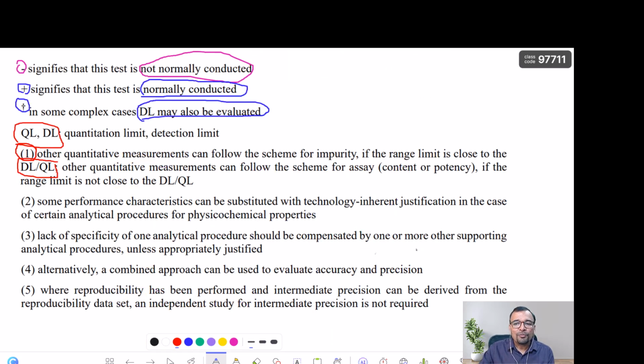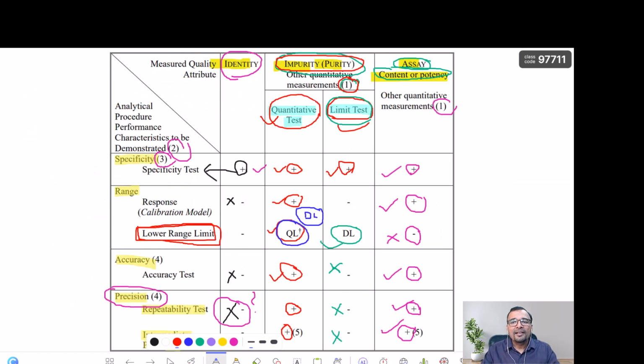The point number two talks about, and here it is. Okay, so let me again continue further: other quantitative measurements can follow the scheme for impurity if the range limit is close to the detection and quantitation limit. Other quantitative measures can follow the scheme for assay if the range limit is not close to the detection and quantitation limit. And here is the same one, isn't it? But now what inference can you draw from here? Because now the lower range limit is not close to either the quantitation limit or the detection limit.